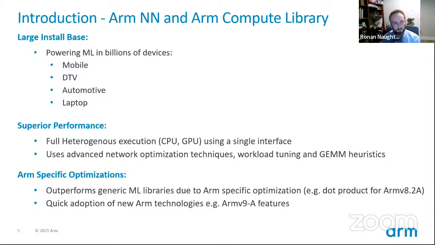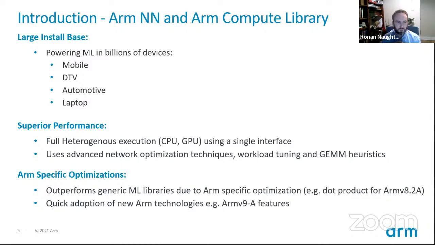And we at ARM have the best heuristics within our machine learning libraries in order to squeeze out every ounce of performance necessary. Now, our software libraries have ARM-specific optimizations, and you're not going to see this in generic ML or math libraries, right? We know ARM architecture is the best, and we have done optimizations within our software libraries to take advantage of it. Take, for example, dot product in 8.2a.